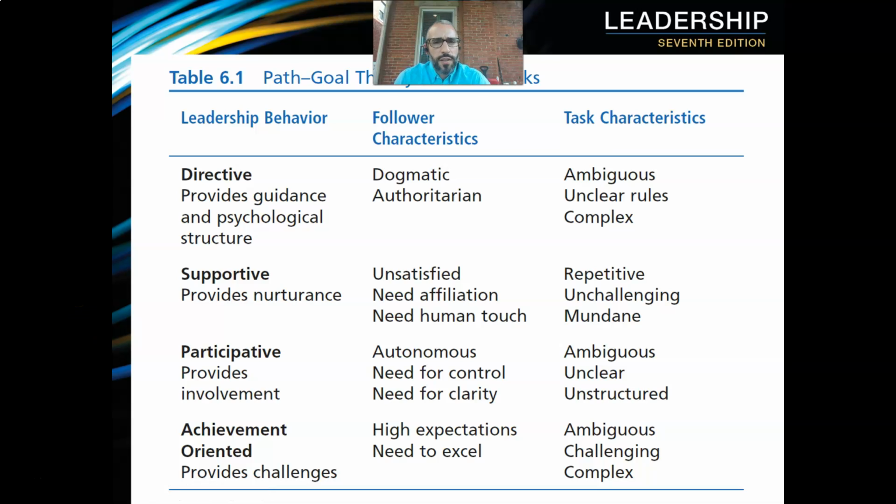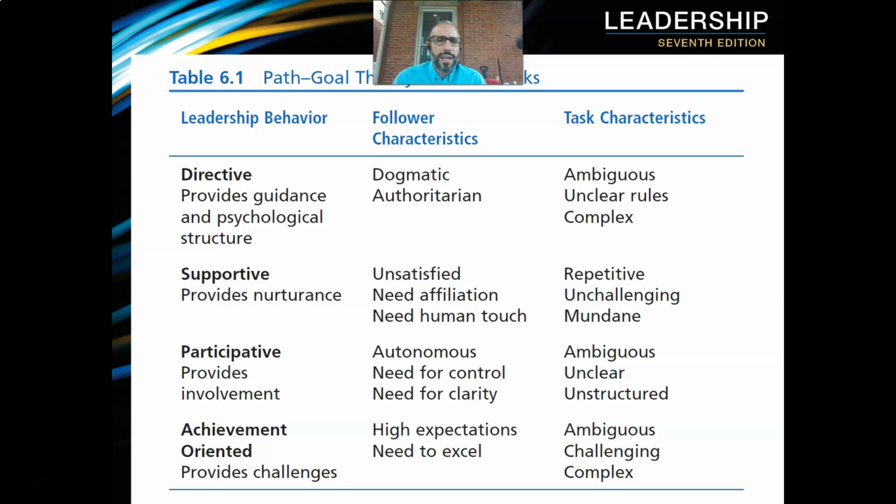Right? So directive, it's providing that guidance. Supportive, you're just being more relationship-oriented. Participative, you're involving them, but at the same time, you are really still kind of in charge of the final decision. And then achievement oriented, you're really giving them challenges so they can learn and grow.